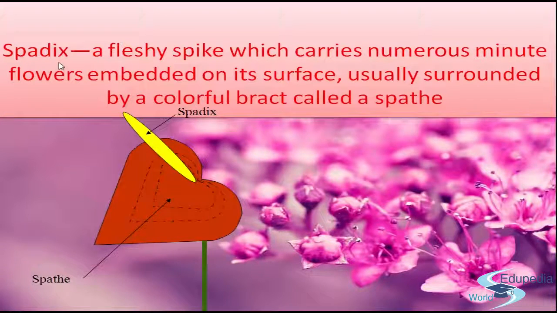So you can say that spadix is a type of spike which carries numerous minute flowers embedded on its surface, usually surrounded by a colorful bract, which we usually call the spathe. Okay, so this is your spathe.